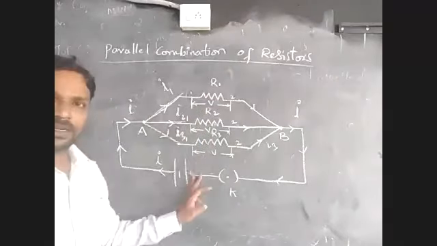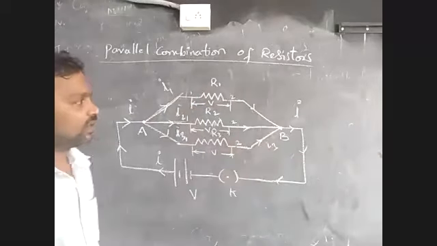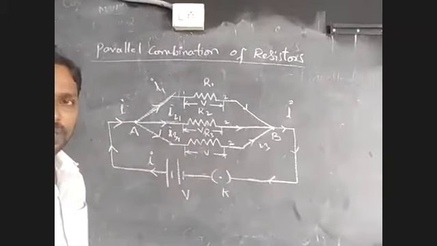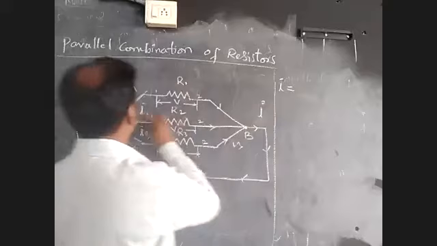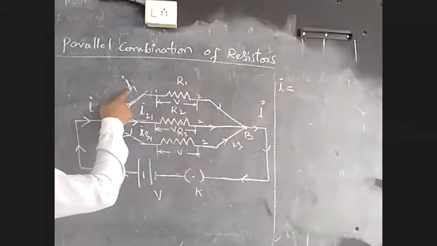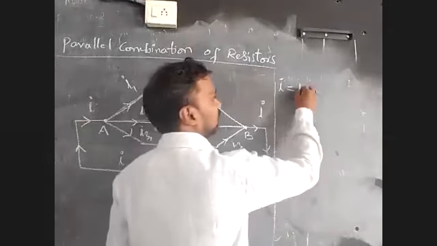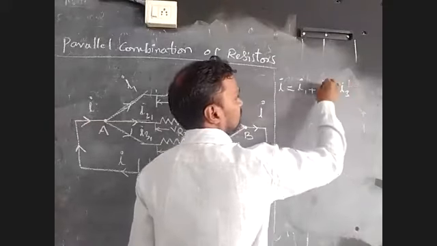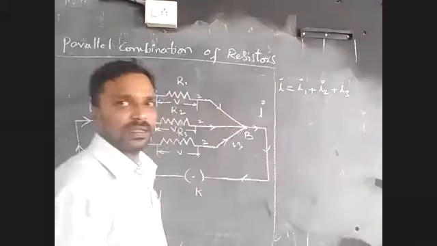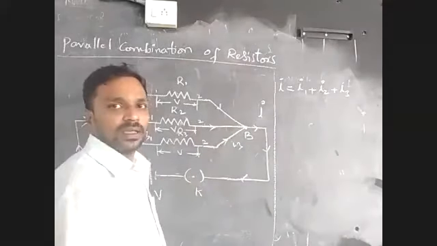So in parallel combination, voltage remains constant, current division takes place. If you want the total current, we will write I is equal to I1 plus I2 plus I3. Here I is the total current, the total sum of the currents. If there are four individual resistors, we can write I1 plus I2 plus I3 plus I4. If n are there, go on writing like that up to In.